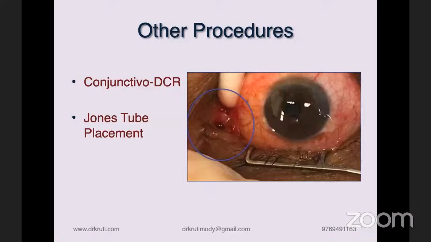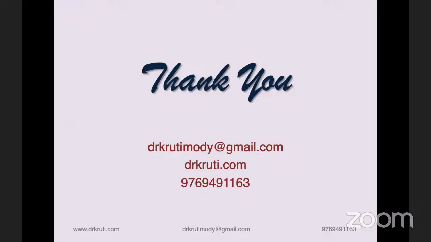Conjunctival DCR, Jones tube placement. Essentially, I'm not a very big fan of this procedure. The indication for this procedure will be severe canalicular block where you can't bypass the canalicular system and the patient wants something to be done. So essentially you're going from the conjunctiva straight, you are approaching the sac. The thing with this procedure is there's a lot of air reflux coming into your eye. You are making a direct opening, right? So it is not a very comfortable thing for a patient. But this is an option which is there, of course. That's about it. Thank you.